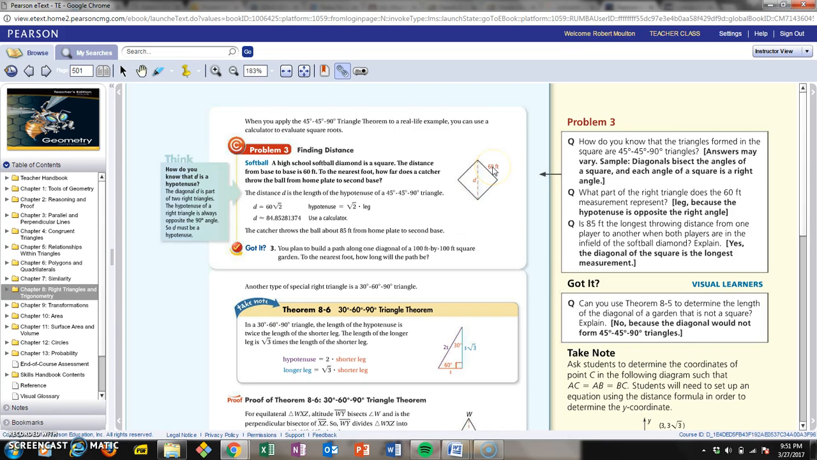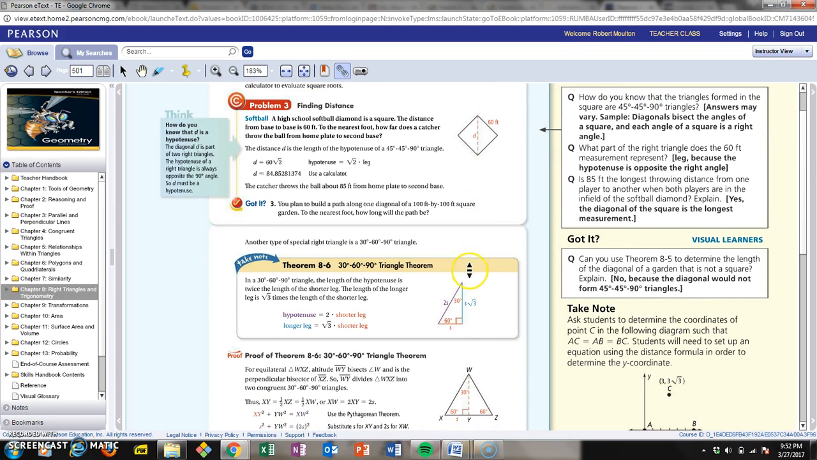We can do 60 times square root of 2 to figure out the hypotenuse, because this is the hypotenuse in a right triangle right here. And here's your answer. So the catcher throws the ball about 85 feet from home plate to second base.